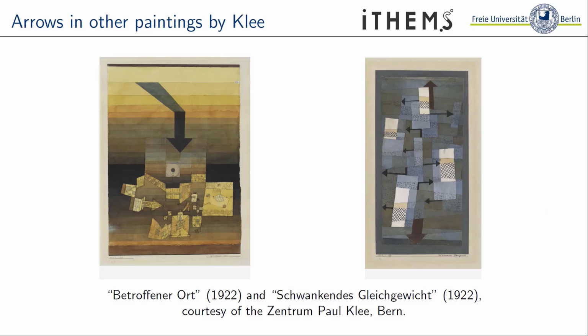In his paintings, Klee uses arrows frequently. On the left-hand side, we see the painting Betroffener Ort, affected place, where a large arrow is pointing downwards on the actual symbols in the painting. The right-hand side painting, Schwankendes Gleichgewicht, wavering balance, shows a multitude of arrows pointing in all directions, arrows of different width and length, some of them curved, some straight.